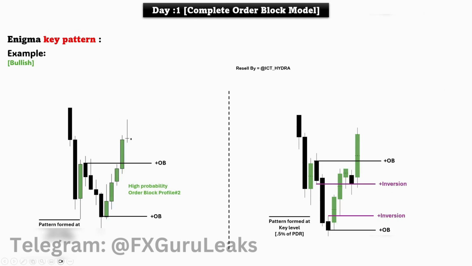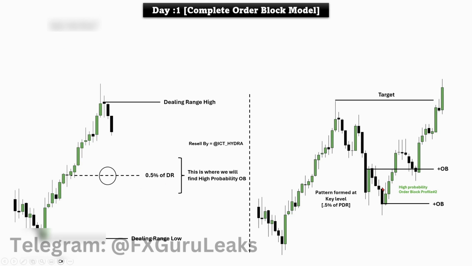So you now learned what type of pattern to look for at 0.5% of a PDA. Now in this example, you can ask me, Hydra, how do I know the price will reach for the 0.5% of the DR? There's always a chance to know, and in this example I also have a small market structure.